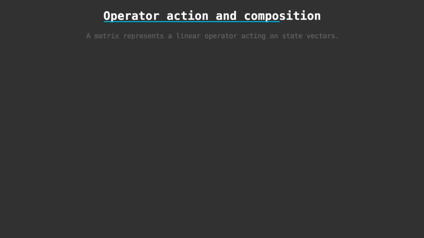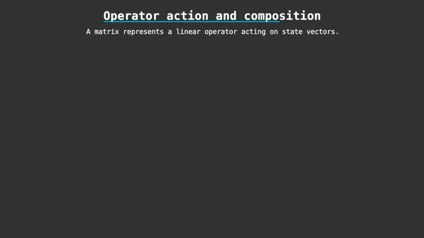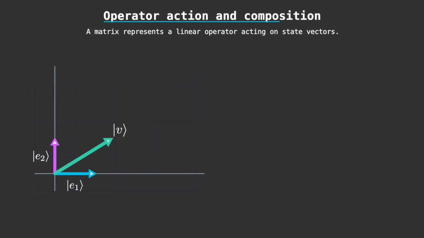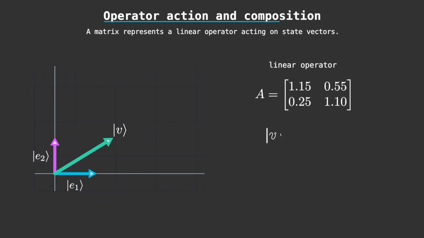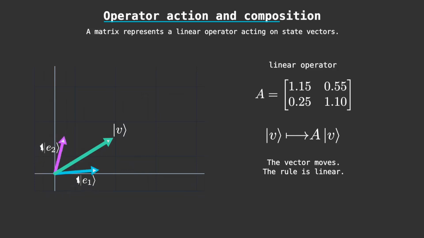Now we move from vectors to operators. An operator is a rule that acts on vectors. Once a basis is chosen, that rule is represented by a matrix. Here the vector ket V is transformed by the matrix A. The basis directions also move, and the vector follows the same linear rule. This is the geometric meaning of matrix action.